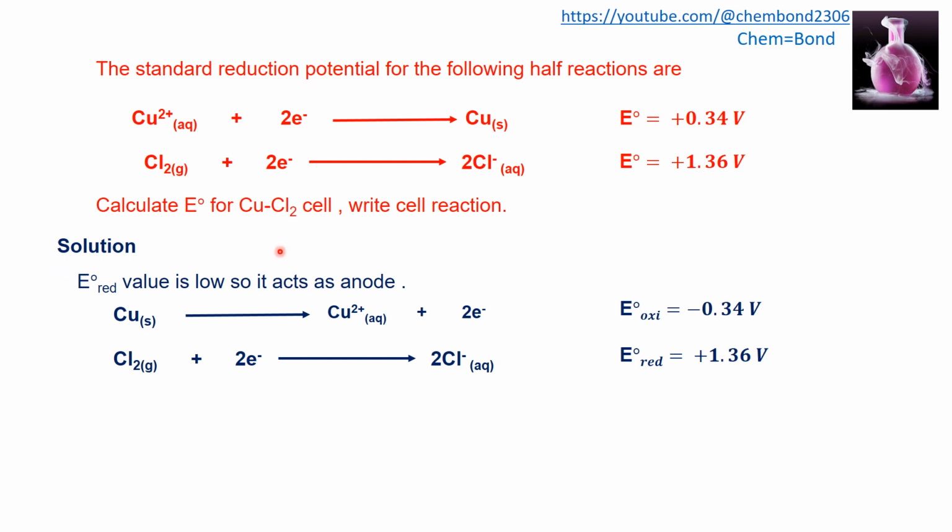So there is a rule: when the reduction potential value is low among two half cells, it will act as an anode. Looking at these two values, 0.34 volt is low as compared to 1.36. So the copper half cell will act as an anode. So this is the reduction potential. In case of oxidation potential, the reaction will be reversed.